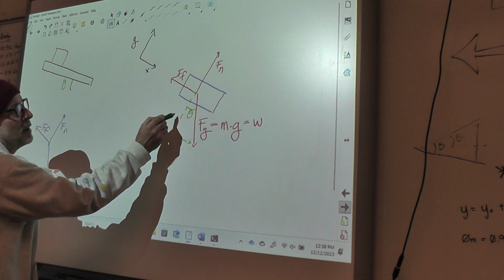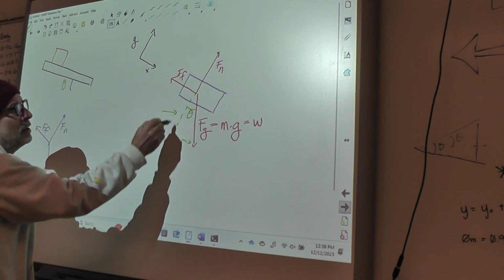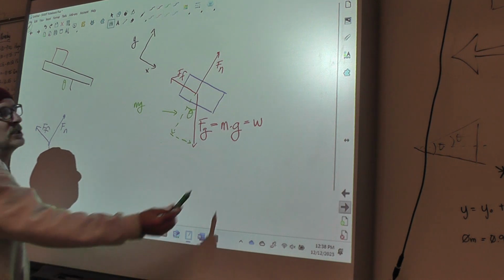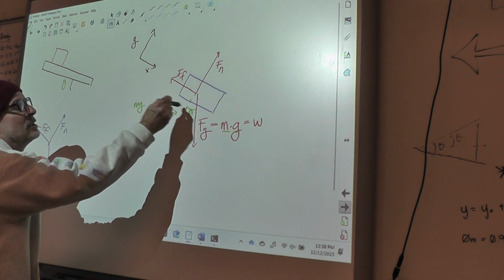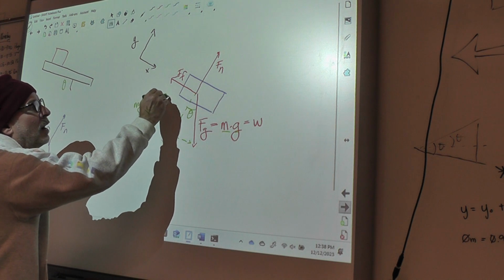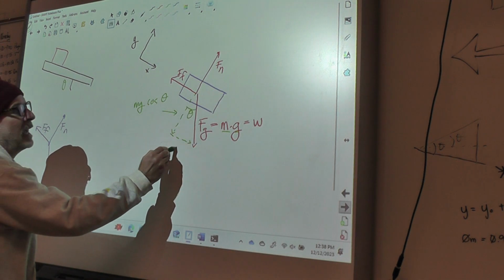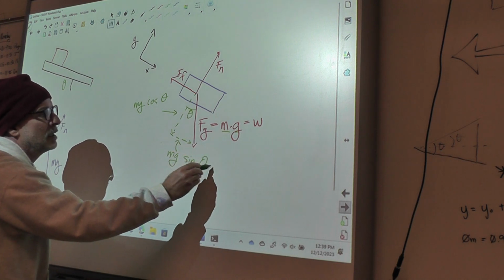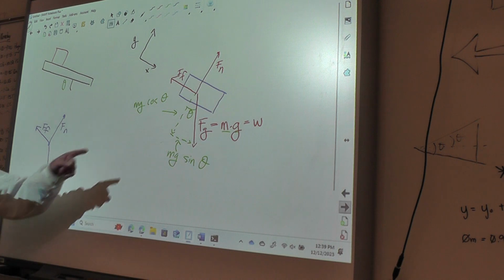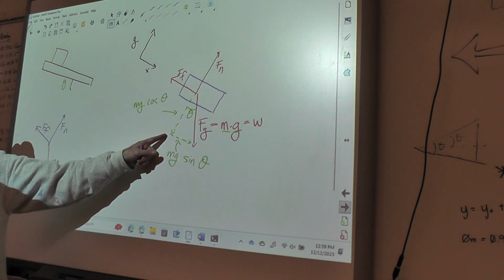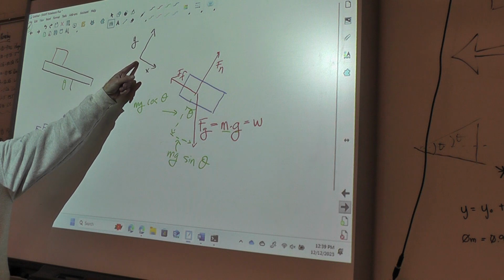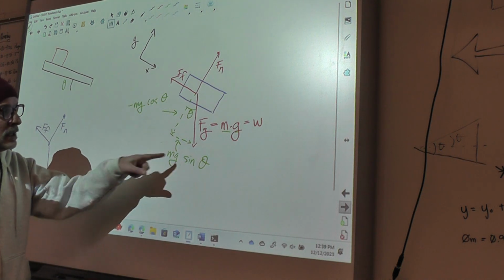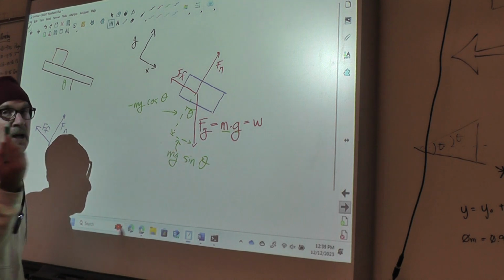That means that the magnitude of this component right here is going to be the weight of the object, the force of gravity acting on the object, which is equal to mg, times the cosine of the angle of the ramp. The magnitude of this component is going to be mg times the sine of the angle of the ramp. The direction of this force depends on the axes that we've come up with. The way I did this right here, this is in the negative direction, and this is in the positive direction.